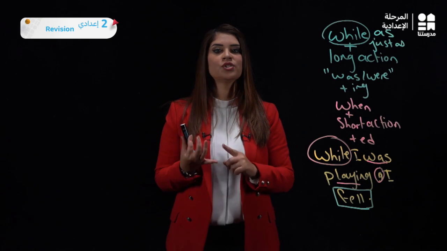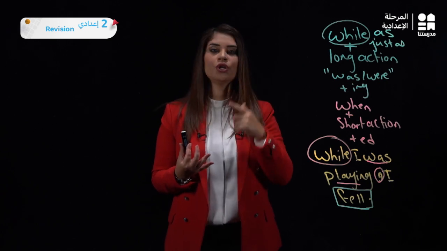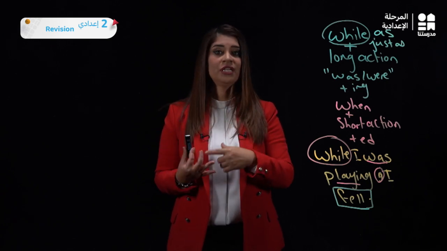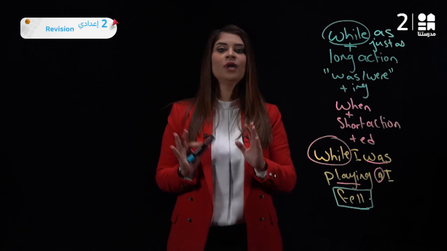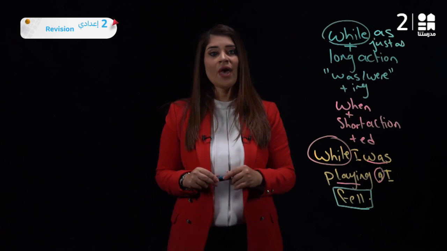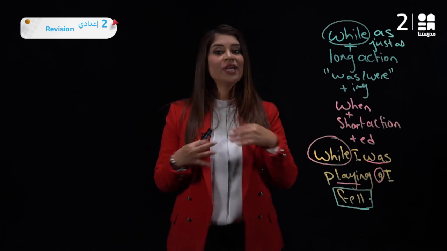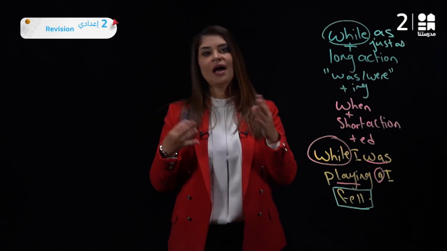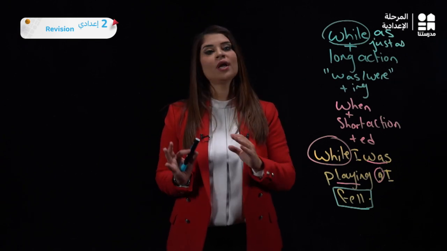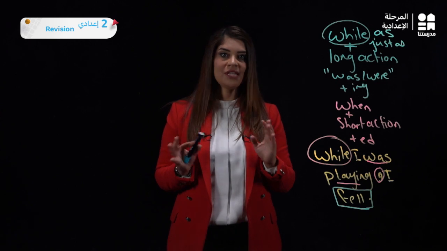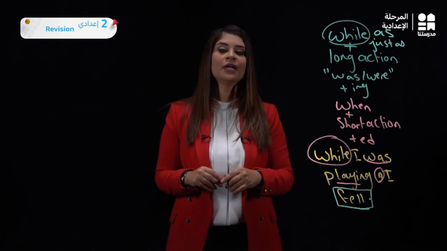Again, was is to be added with I, he, she, it, or any singular subject like Mona, like Ahmed, okay? Was plus ing. I add were when I have you, we, they, or Ahmed and Muhammad, Mona and Salma, okay? In this case, I add were plus ing. So that was just a recap on the difference between while and when.